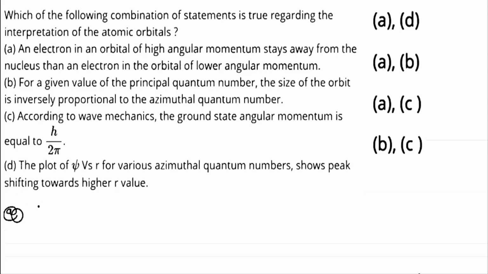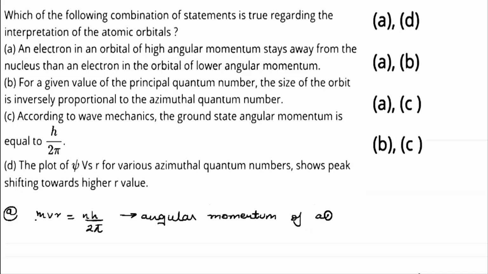Statement A is saying that an electron in an orbital of high angular momentum stays away from the nucleus than the one in the lower angular momentum orbital. Now, if we put up the angular momentum of an electron, it would be given by the equation mvr = nh/2π. This is the angular momentum of an electron, to whichever shell it may belong. Accordingly, we substitute the shell number in the n value.